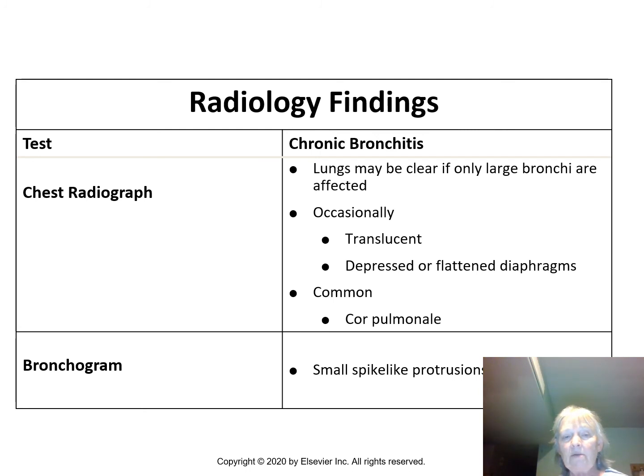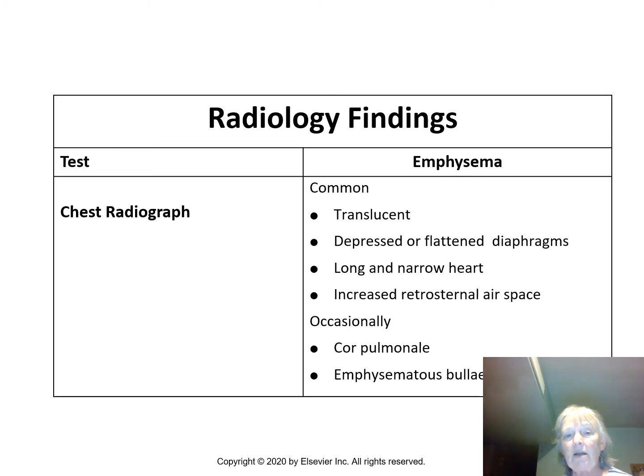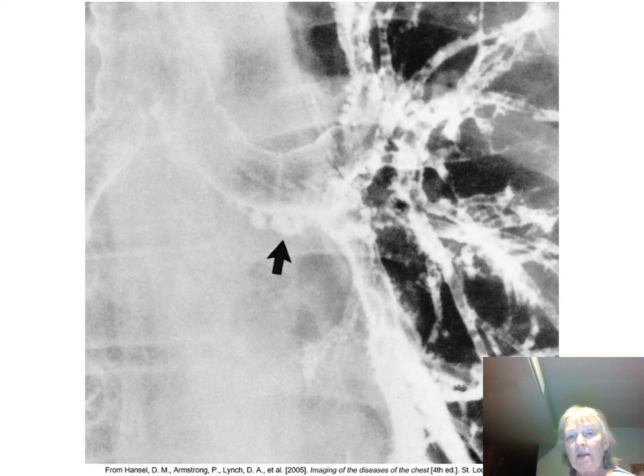And there again, chest radiograph, the bronchograms, we're going to see those with the chronic bronchitis. This is kind of a cool one. This was in your book, and you can see this is contrast. And they figure the contrast is there because of the swelling of the bronchioles.